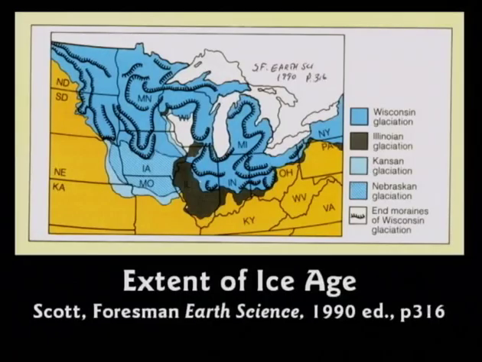These black lines on here show the terminal moraine. Who remembers what a moraine is? Remember what a moraine is? We talked about that in here? As the ice is sliding along, it bulldozes in front of it piles of rocks. You might end up with a pile of rocks a half a mile high. Maybe not that high, but hundreds of feet high, okay?